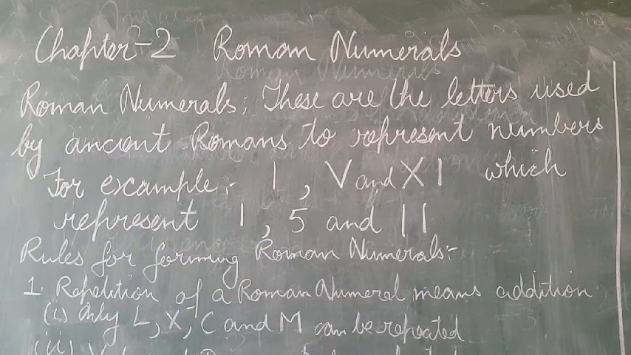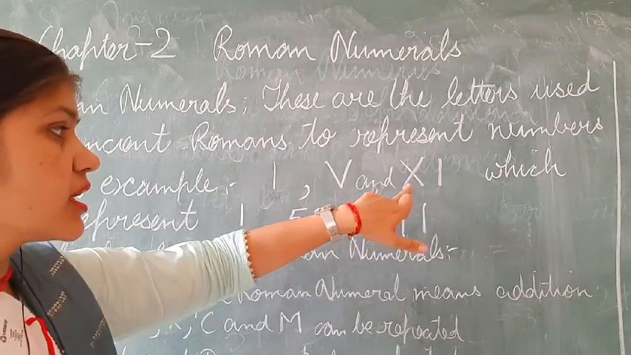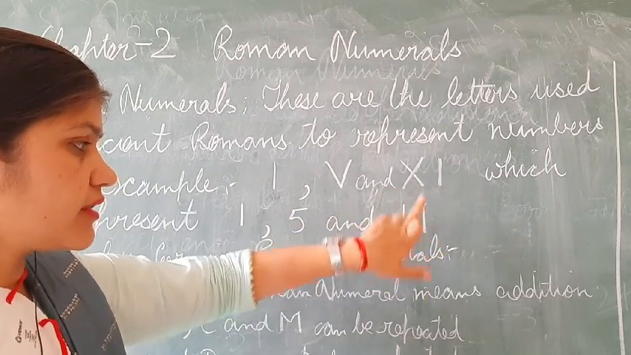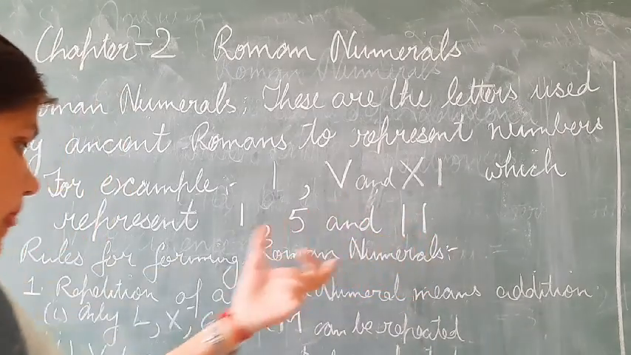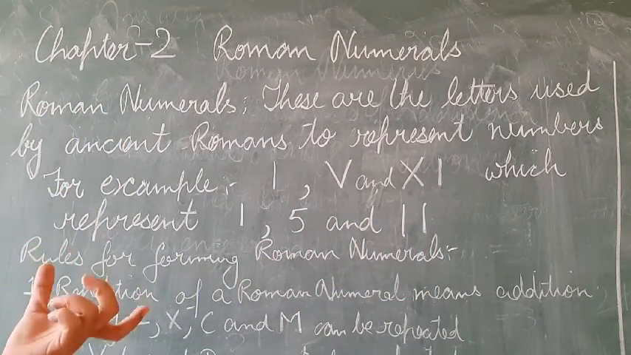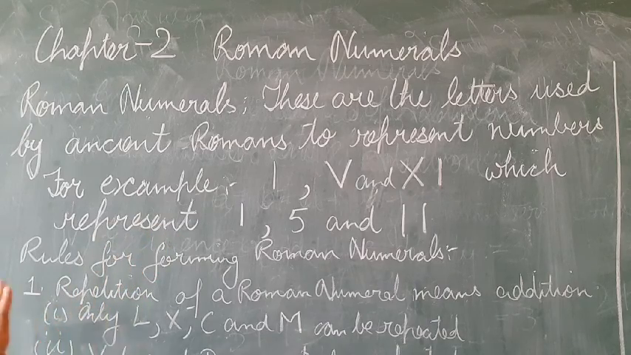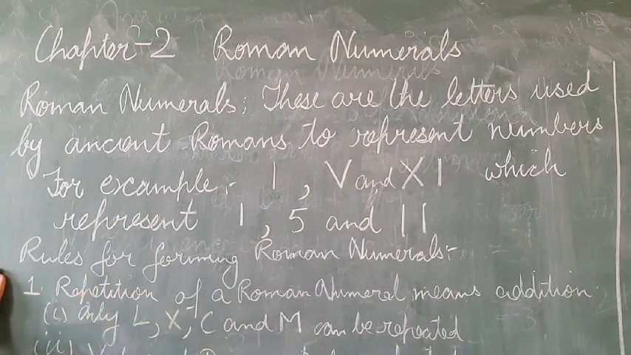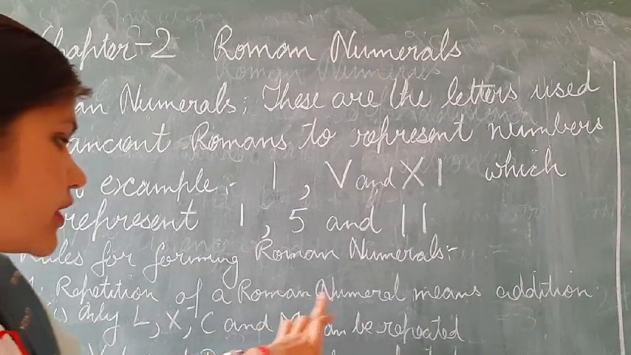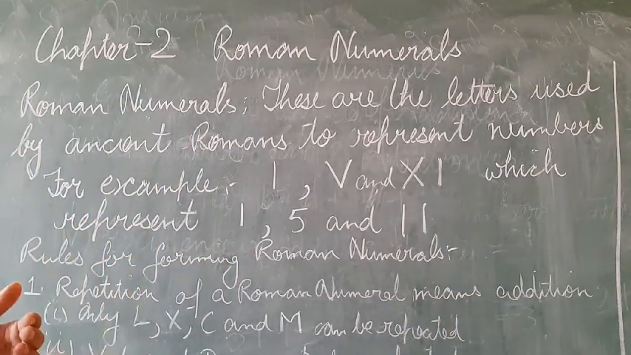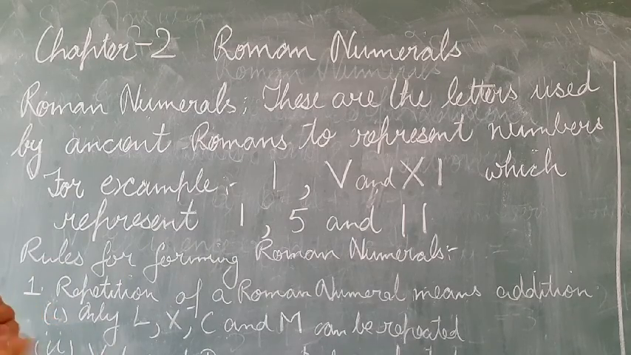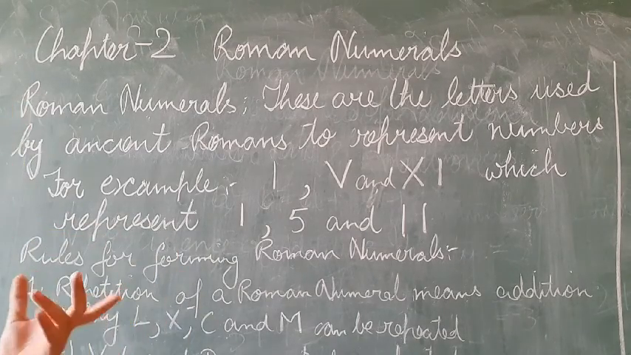Next, there are some rules for writing Roman numerals. That means how we write these numbers. Suppose I have written XI in place of 11. So, what are the rules for writing these numerals? This is our first rule. First rule: repetition of a Roman numeral means addition. If a Roman numeral is repeated again and again, that means we are adding the numbers.